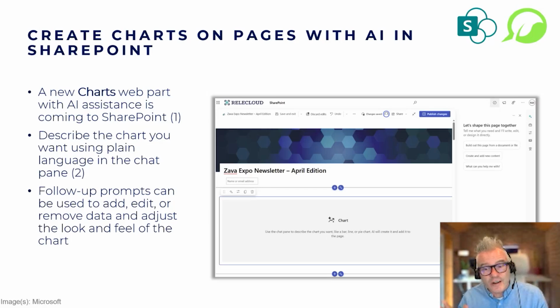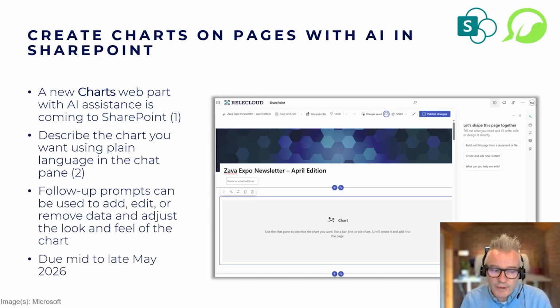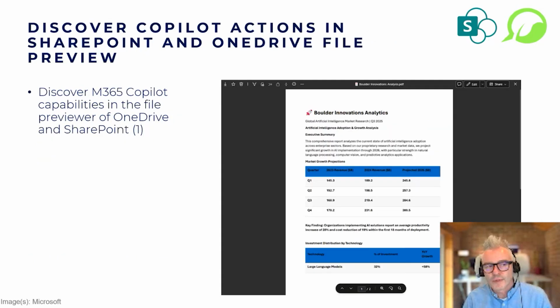I tried to go and create it myself, but I don't have this web part yet, so it might be that it's not quite ready, although we should have it any day now, into late May. So if you need to visually show something, but you're not amazing at creating charts, I think this is definitely worth a look. Okay. Moving on from SharePoint page creation, discover Copilot agents in SharePoint and OneDrive file preview.